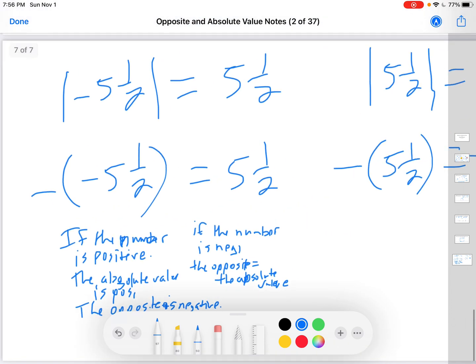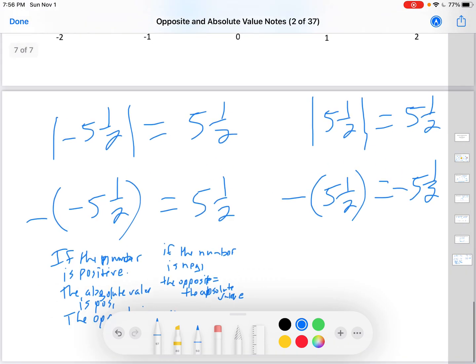Okay, absolute value, always positive. Opposite changes from positive to negative and negative to positive. Okay, that's the idea. Pretty simple overall. Hope you get it.